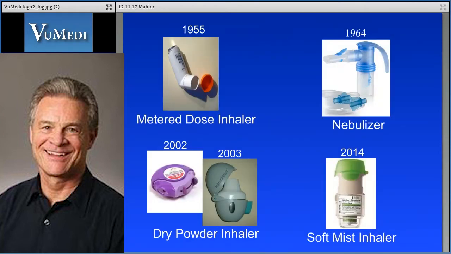This slide shows the 4 different delivery systems, which include metered dose inhaler, first available in 1955, the nebulizer therapy, predominantly available in 1964 and thereafter, dry powder inhaler, including the Diskus, which was approved by the Food and Drug Administration in 2002, and the HandiHaler device approved by the Food and Drug Administration in 2003. And the 4th delivery system is the soft mist inhaler, which was approved by the Food and Drug Administration in 2014.